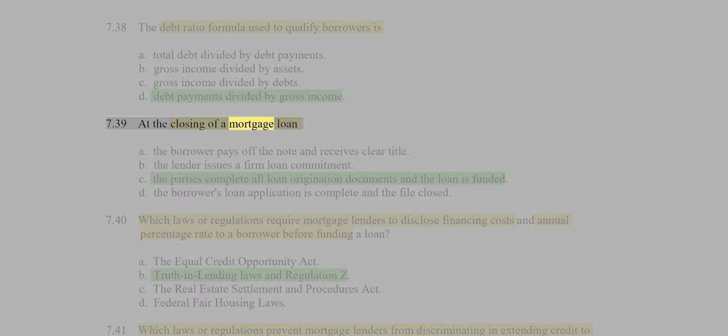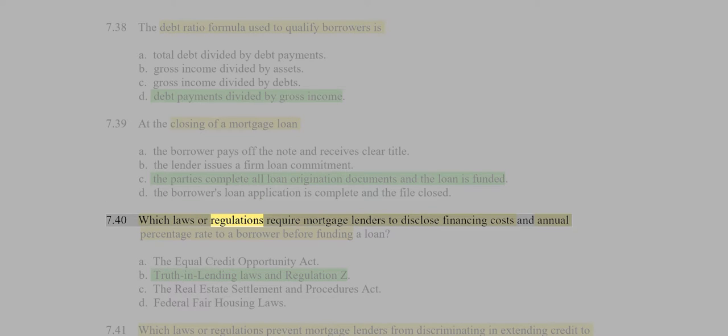7.39 At the closing of a mortgage loan, A. the borrower pays off the note and receives clear title. B. The lender issues a firm loan commitment. C. The parties complete all loan origination documents and the loan is funded. D. The borrower's loan application is complete and the file closed.